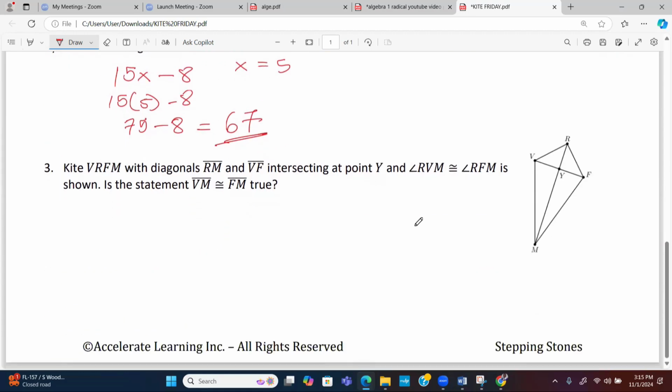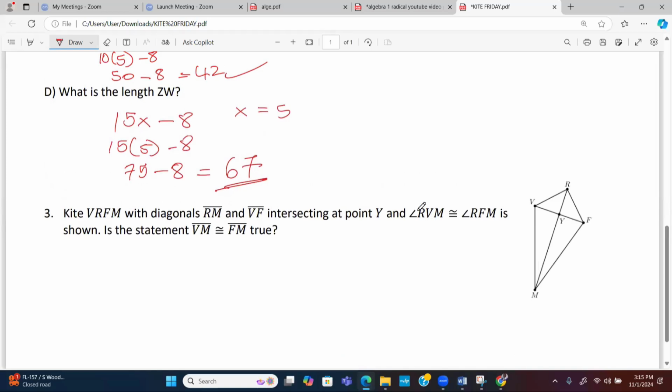All right, let's look at the third and final question. It says, kite VRFM with diagonals RM and VF intersect at Y. So we're looking at this diagram here. Now it says here that the angle RVM, which is this angle here, is congruent to RFM, which is this angle here. Is this statement true? Yes, this is true.